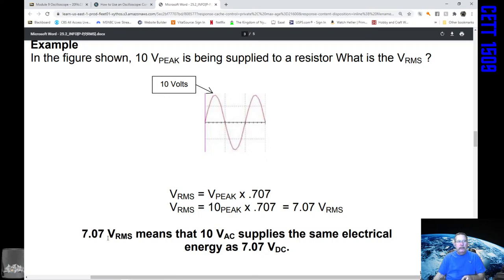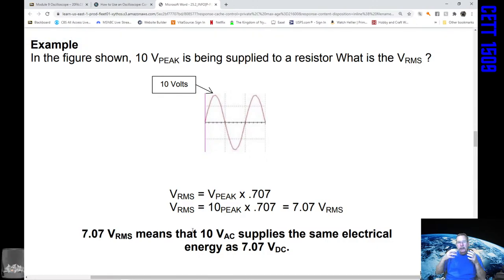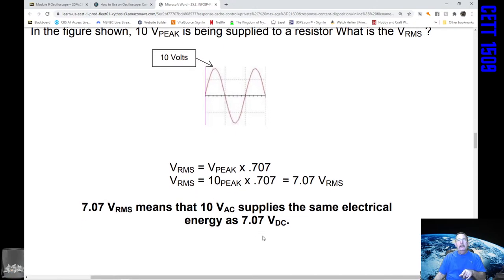Now, the 7.07 volts RMS means that a 10 volt peak AC supply supplies the same electrical energy as 7.07 volts DC. So remember we said it was a comparison between the AC voltage and the DC voltage, what work they actually did. So that's what 10 volts peak would be, 7.07 volts DC. Notice that if it's 10 volts peak AC, what's the RMS voltage? It's multiplied by 0.707, right?